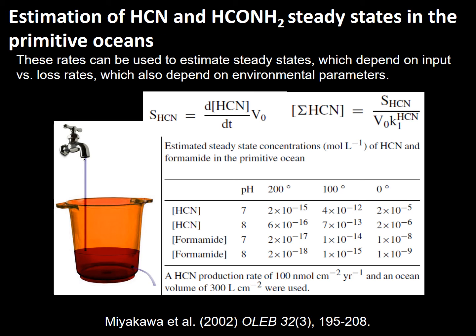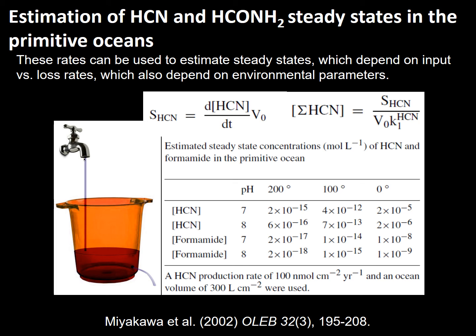So the importance of this is that we can now plug in different production rates, depending on what we think the atmospheric composition was and what the energy flux was, and see what sorts of thresholds of concentrations we can get to using known hydrolysis rate constants. So this is basically trying to compute a steady state, something like filling a leaky bucket. The water level depends on the rate of egress of water and input.